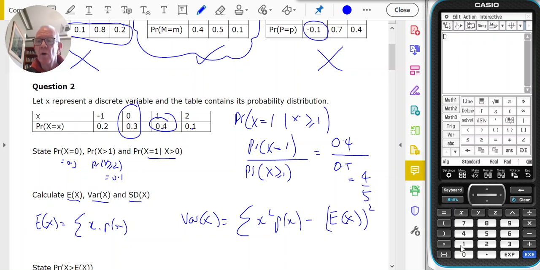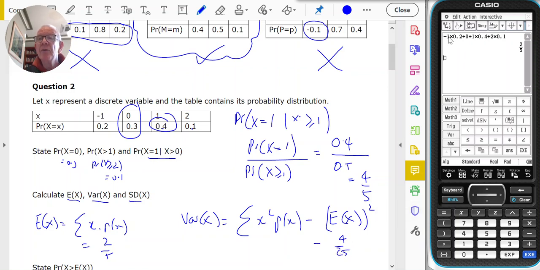Okay, so I've got 1 times, no, I've got negative 1 times 0.2 plus nothing plus 1 times 0.4 plus 2 times 0.1, and that gives me 2/5. So the expected value of x is 2/5, so it's going to be minus 4 on 25 once we square it.